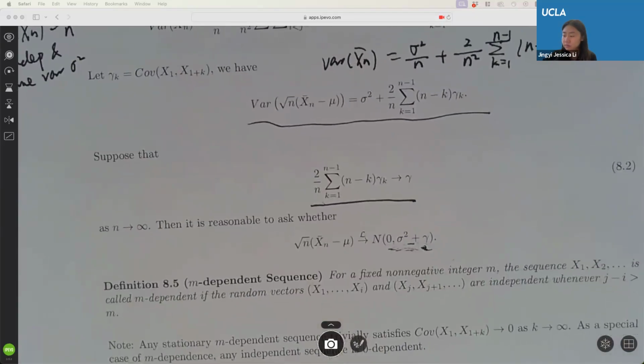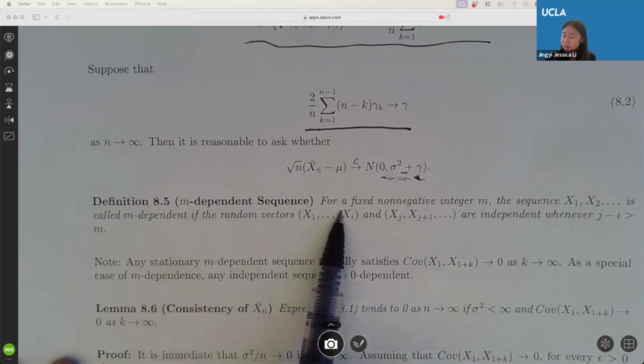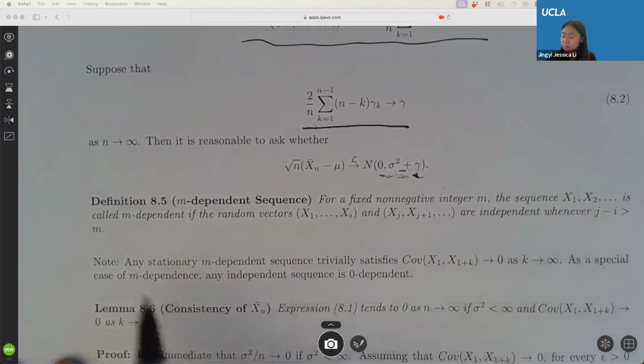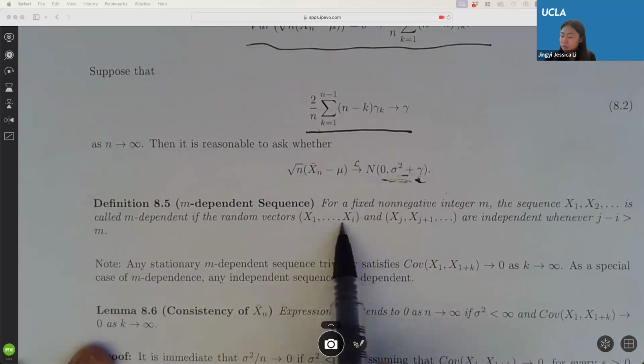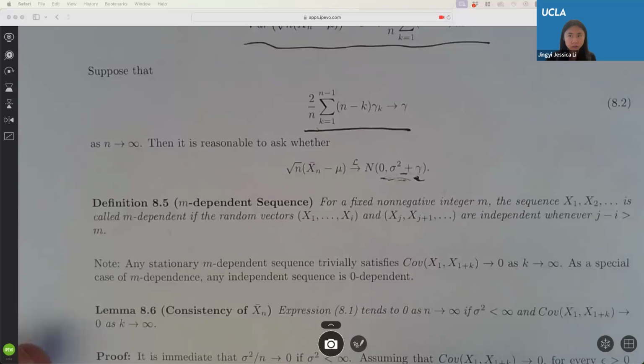Maybe last thing before we end today's class is the M-dependent sequence. I'll revisit it again, so don't worry too much. For an M-dependent sequence, if your two subsequences have a gap larger than M, then they are independent. So as long as the gap is bigger than M, they are independent. An M-dependent sequence is just a kind of weak dependence. Next time we'll come back to revisit the concept again.